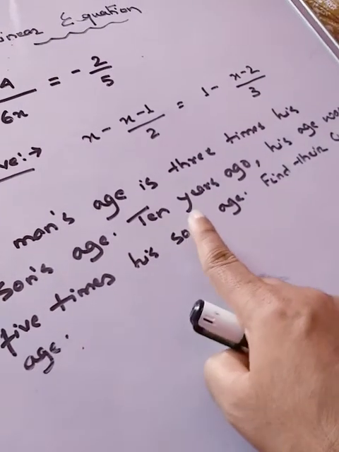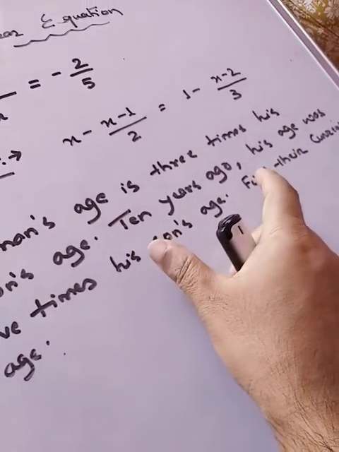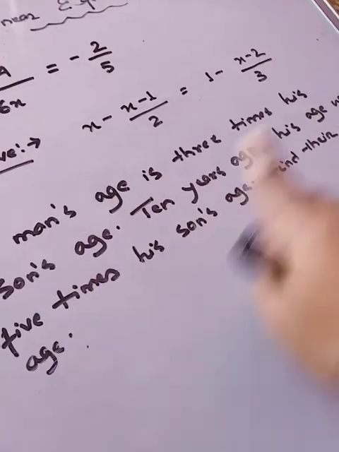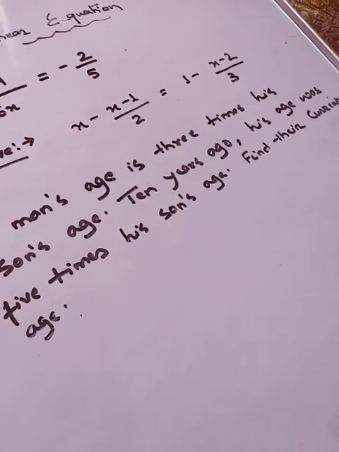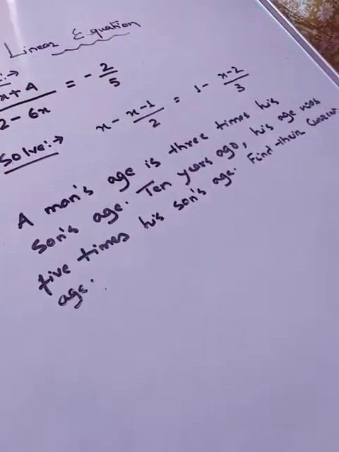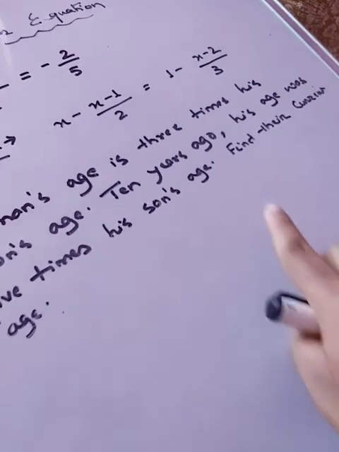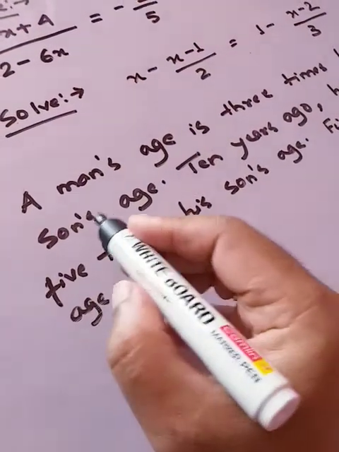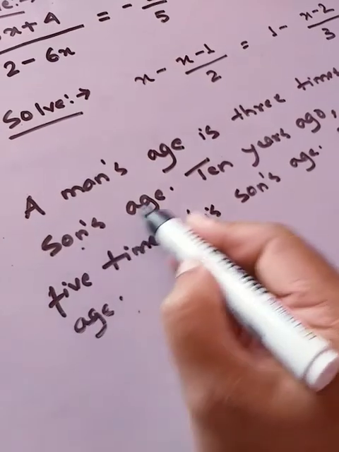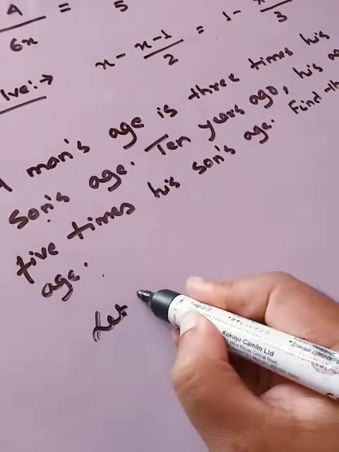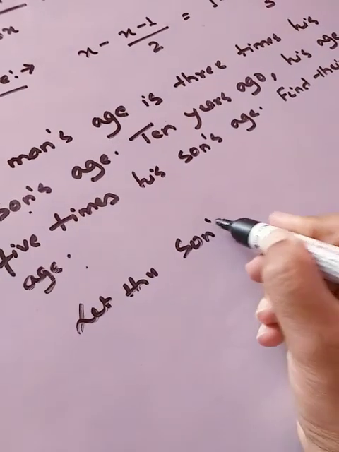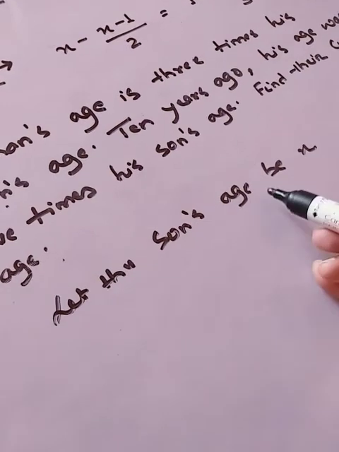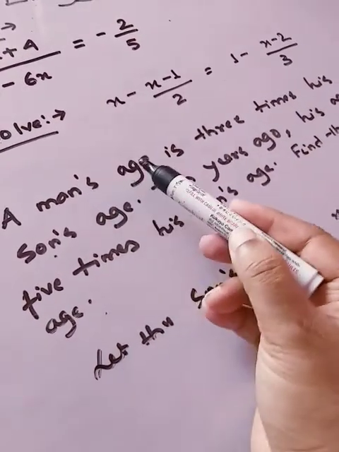Okay, so now the second condition they have given, that 10 years ago his age, his means the man's age, was 5 times his son's age. Find their current age. So this is an age type problem, age problem. So we are not aware of the current age. So what we'll do is that because the man's age is being compared with the son's age, let the son's age be x.